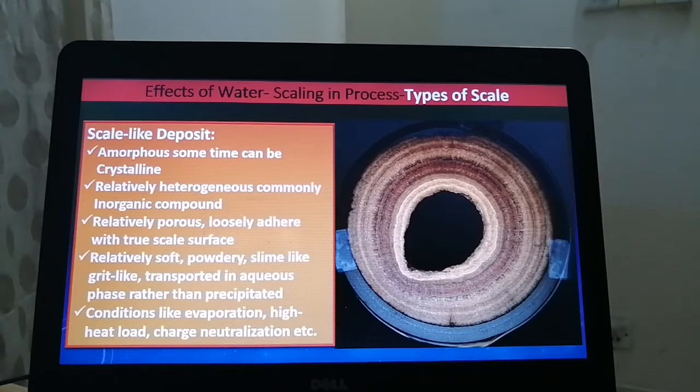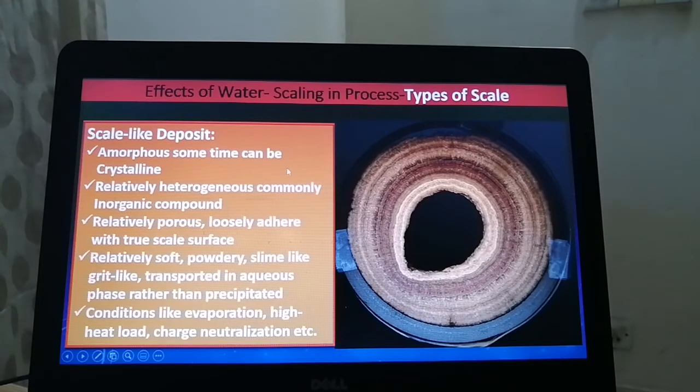And what are the behavior or characteristics of that scale? We understood that this layer is amorphous. We understand what an amorphous structure is: it is loose, not very tight, not very regular, not a very well-decorated pattern. So it is amorphous in structure. Relatively heterogeneous. Heterogeneous means some area is different from other areas, so it's not very homogeneous, not a nicely ordered pattern. It also comes from inorganic compounds, but it sits on the second layer of a true scale, so it is relatively soft.